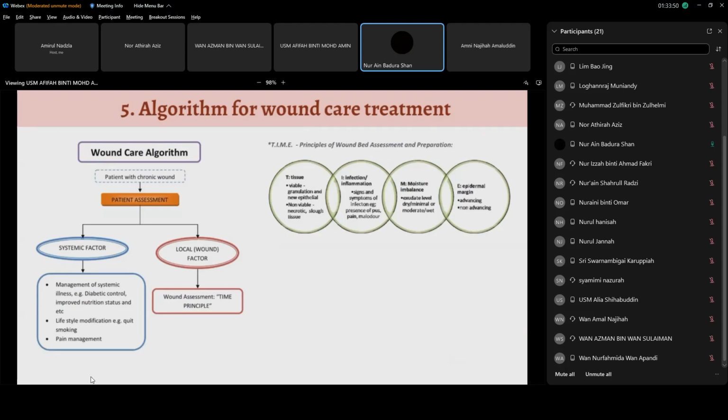Okay, lastly is the algorithm. As presented before, we need to assess the wound. If the patient presents with a wound, we assess systematically and locally. For the local assessment, we will use the TIME framework: tissue, infection or inflammation, moisture, and epithelial margin. Based on this, it will categorize the wound into 8 categories, and each category of wound has different management and dressing material that can be used.